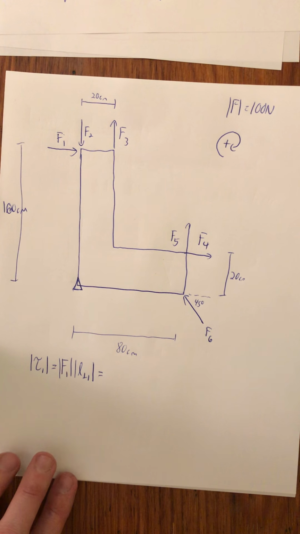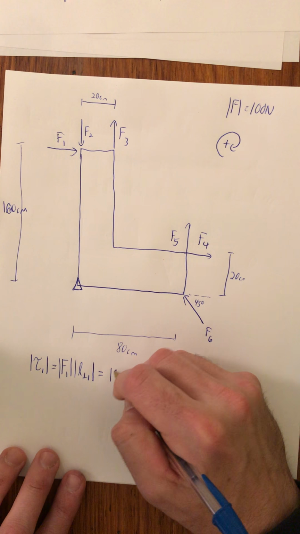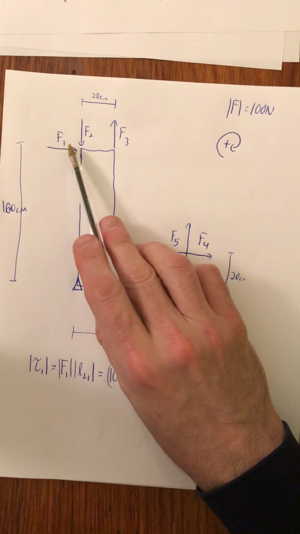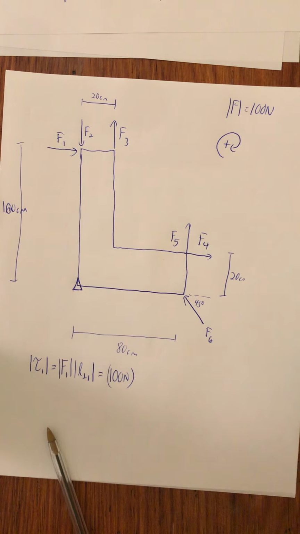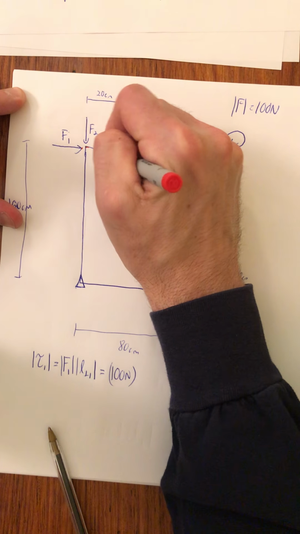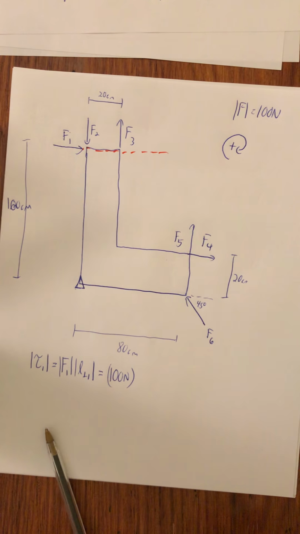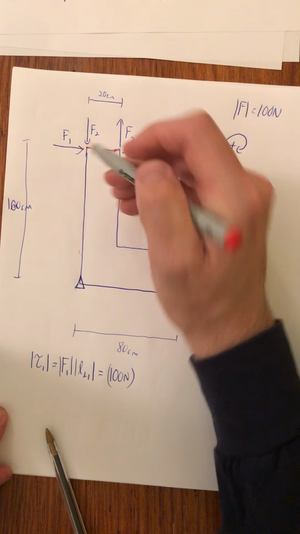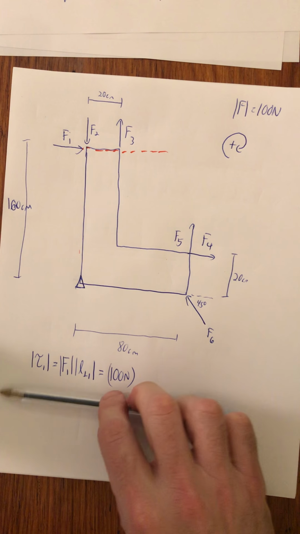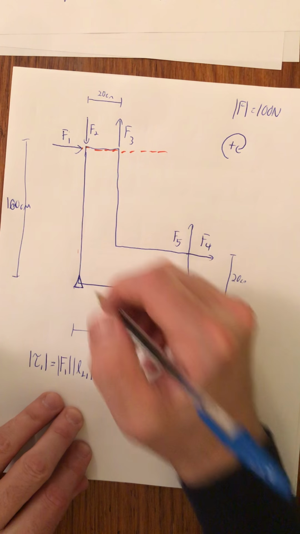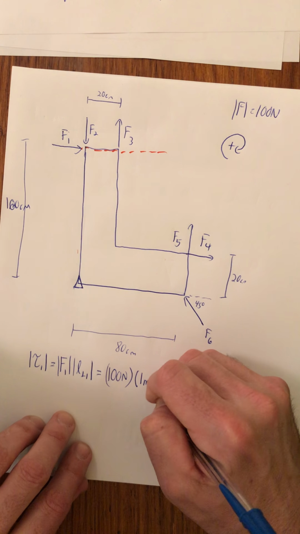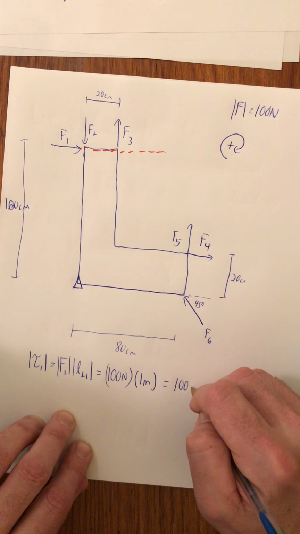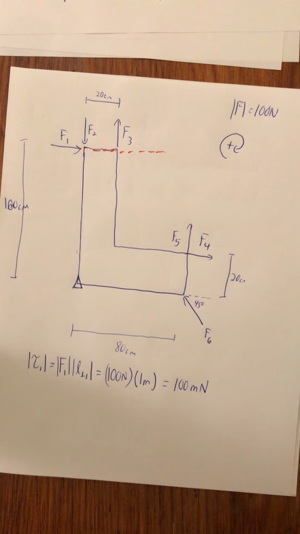So here we go. What's the magnitude of the force? It's 100 newtons. What's the magnitude of the lever arm distance? Well, F1, if I look at it, its line of action is like this because it's a horizontal force. Therefore, L perpendicular is going to be this much here because that's the shortest distance to the pivot. Now, so what's that? 1 meter. So what does that give us? That gives us 100 meter newtons or Newton meters.